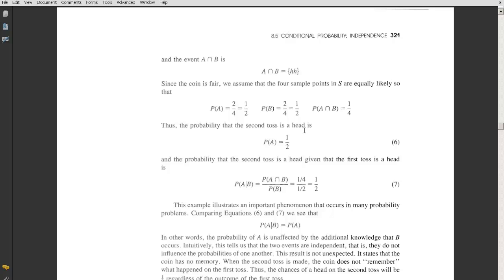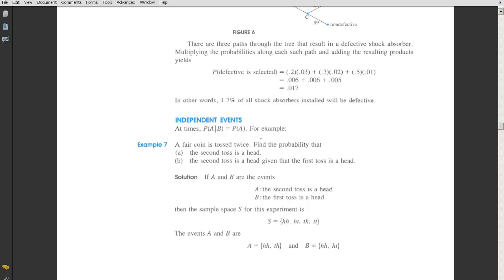Thus the probability that the second toss is a head is 1/2. Right? Probability of A is 1/2. And the probability that the second toss is a head given that the first toss is a head, that's the probability of A given B, is the probability of A intersect B, which we said is 1/4, divided by the probability of B, which is 1/2. So we get 1/4 over 1/2, which is still 1/2. So A was 1/2, and A given B was 1/2. So like we said, sometimes the probability of A given B is the same as the probability of A.